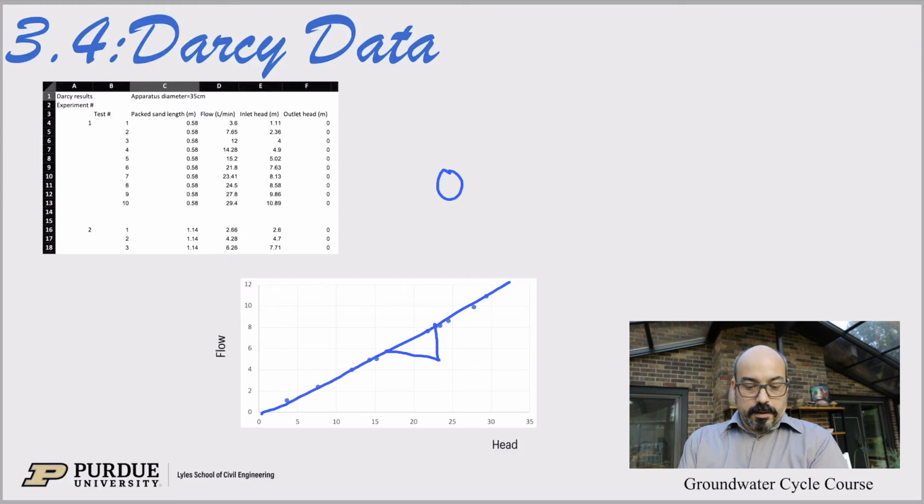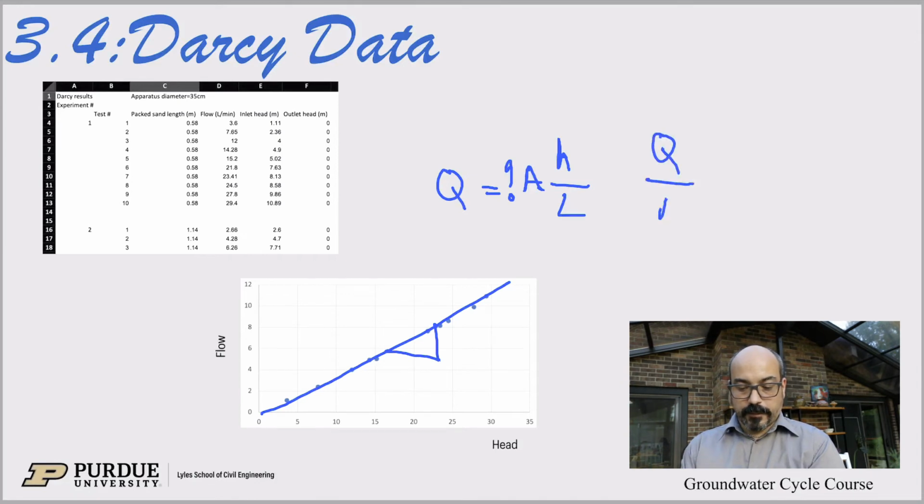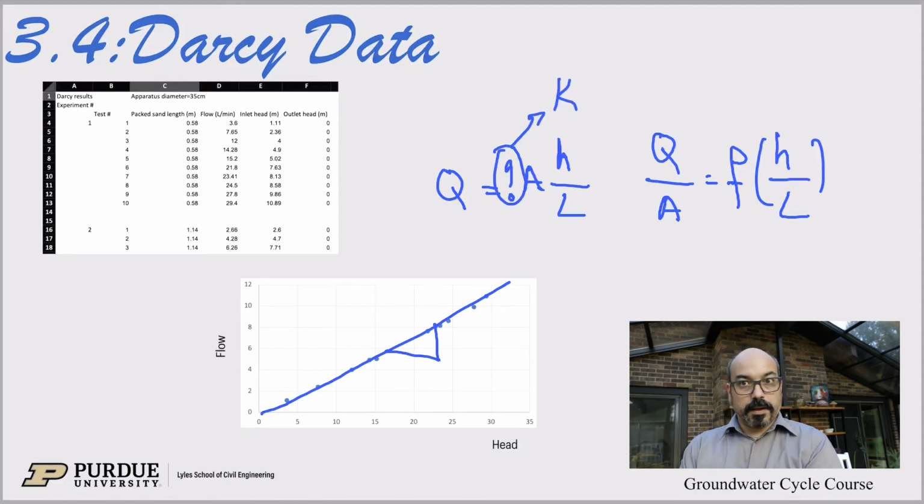So again, if we remember, Q equals K A H over L. Now if we plot Q over A versus H over L, as we have here, the slope will be K. In this case, I just plotted the raw flow versus head. If you plot flow over A versus head over L, then the slope is the hydraulic conductivity. So that's what you want to do for the homework.